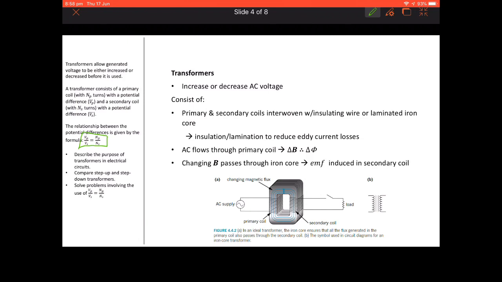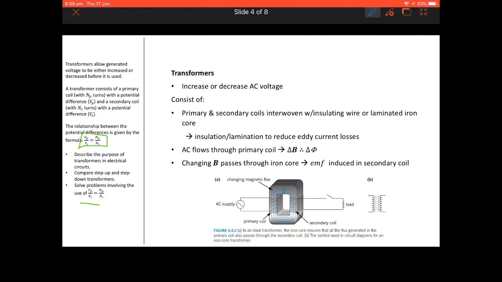In Stage 2 physics, you'll need to be able to describe the purpose of transformers in electrical circuits. You'll need to be able to compare step up and step down transformers. You'll also need to be able to solve problems involving this equation. So transformers increase or decrease alternating voltage. They consist of primary and secondary coils, as we've already discussed, and these coils are interwoven with insulating wire or a laminated iron core.